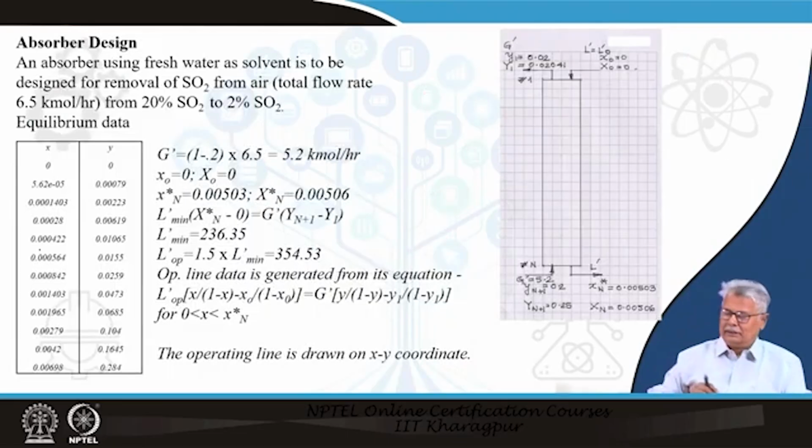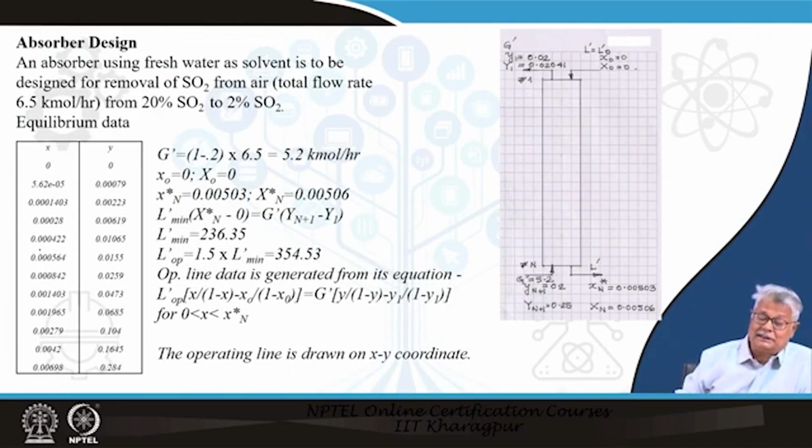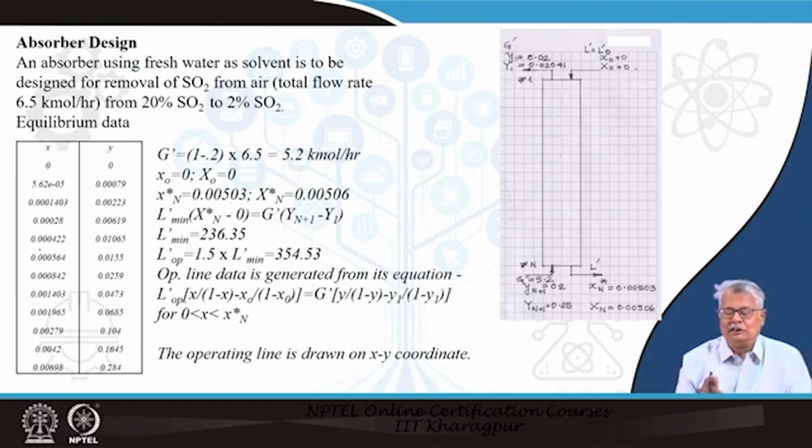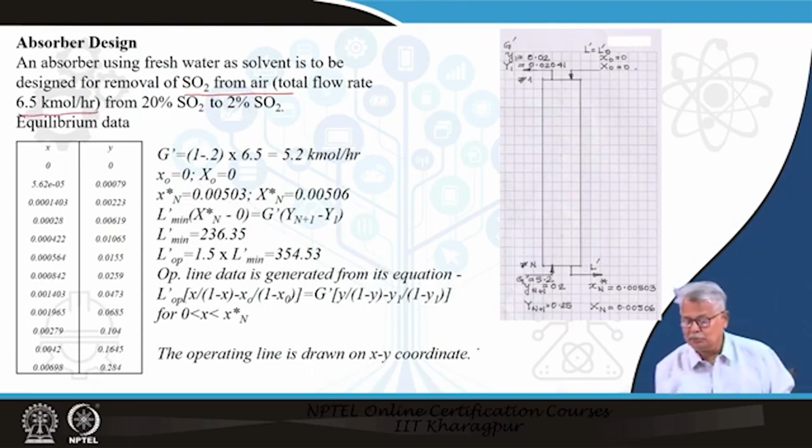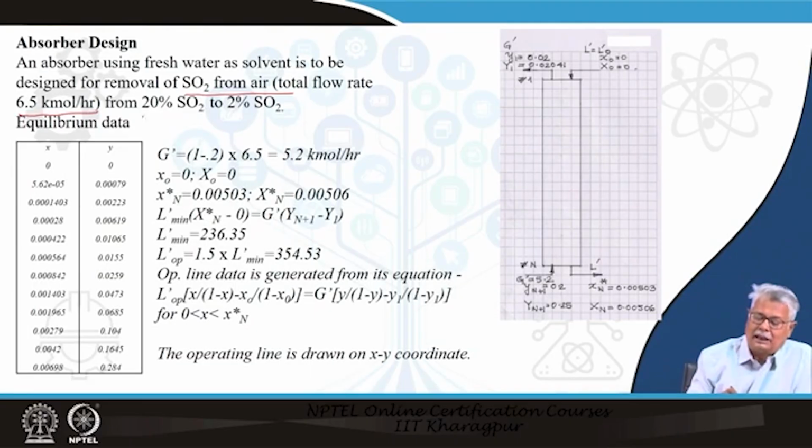We have a case of absorber design example with us. The absorber is using fresh water as solvent for removal of SO2 from air. The total flow rate of the air is 6.5 kilomole per hour, and it has got 20% SO2. So quite naturally 20% of SO2 is 1.3 kilomole per hour SO2, and the rest amount is basically the inert air, and it is brought down to 2% SO2.